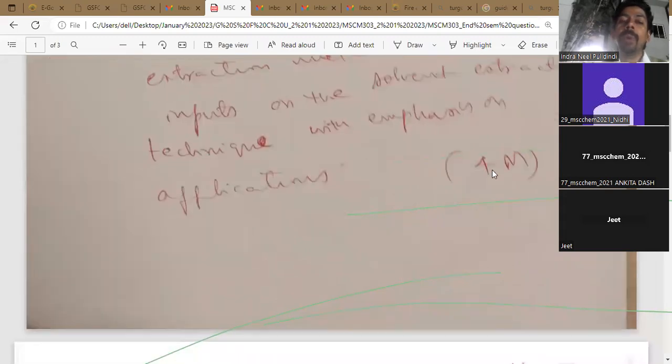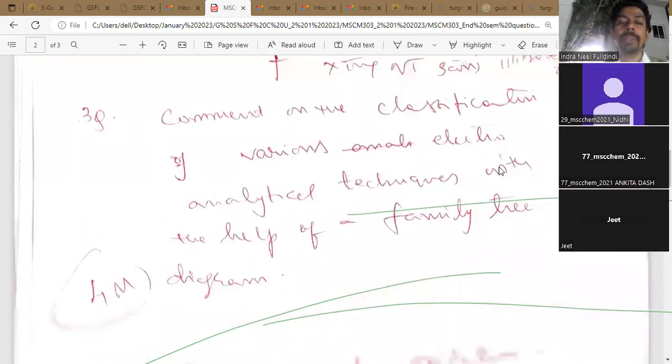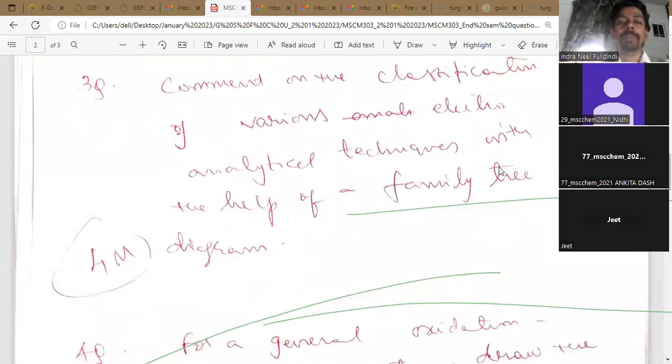I told you I uploaded the material from Kopkar in your classroom. A beautiful note on solvent extraction. I discussed this in your class. Please read Kopkar. Continuing further, question 3.